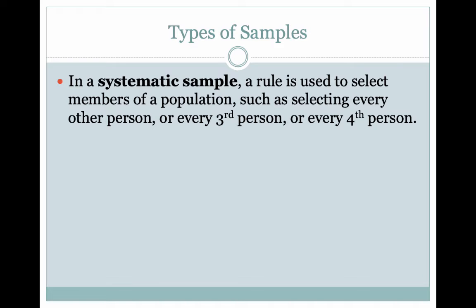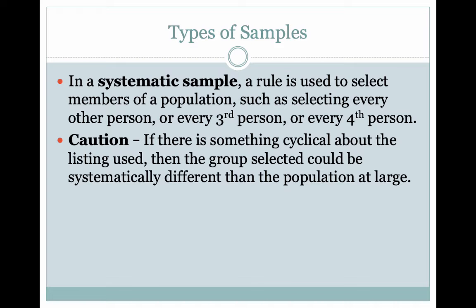Another type of sampling is called systematic sampling. In a systematic sample, a rule is used to select members of a population, such as selecting every other person or every third person, every fourth person, something along those lines. Now, if you have a list and there's nothing cyclical going on with your list that would cause something funny to happen, then it's fine. But that is one caution. If there is something cyclical about the listing used, then the group selected could be systematically different than the population at large.